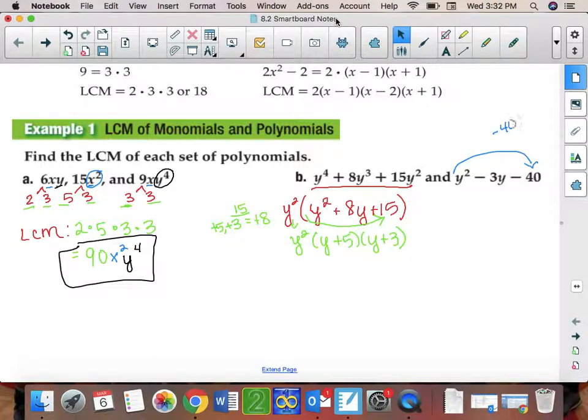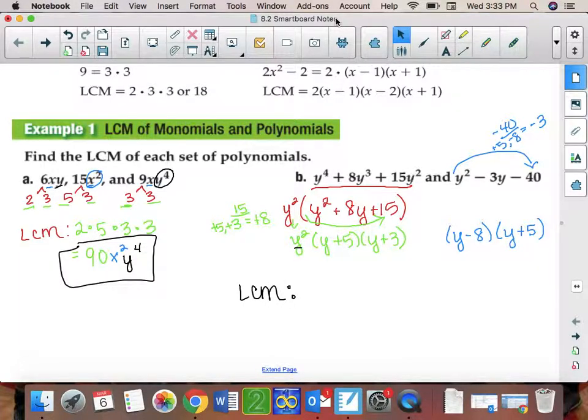So I'm looking for factors of negative 40 that add to negative 3, and that would be positive 5 and negative 8. So in factored form, this would be y minus 8 and y plus 5. So now, when I'm writing the LCM, I'm going to write all the factors I see.